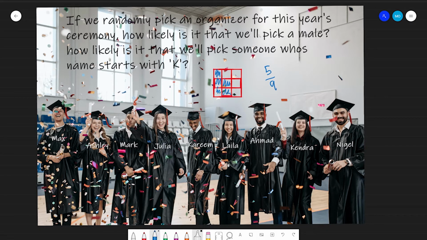And the other question, those whose name starts with a K, it's the same thing. You just calculate the sum of the likelihood of the students that meet the criteria of having a name that starts with a K. So that would be Kareem and Kendra. So that's just 2, so it would be 2 out of 9.